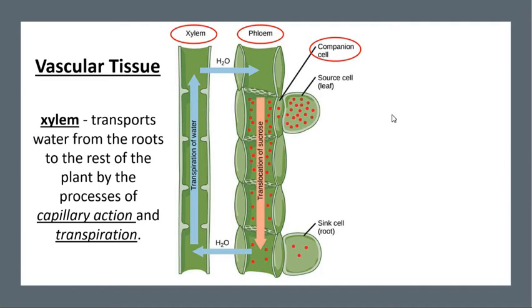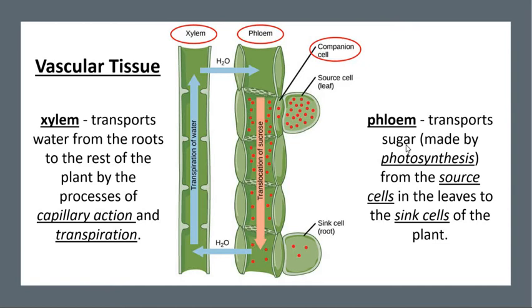Now, the overall purpose of phloem is that it transports sugar, specifically glucose, and here it says sucrose, another type of sugar, made out of glucose, and it's made by photosynthesis. We talked about that yesterday with the leaves. Now, it transports sugar from specifically source cells in the leaves to the sink cells of the plant.